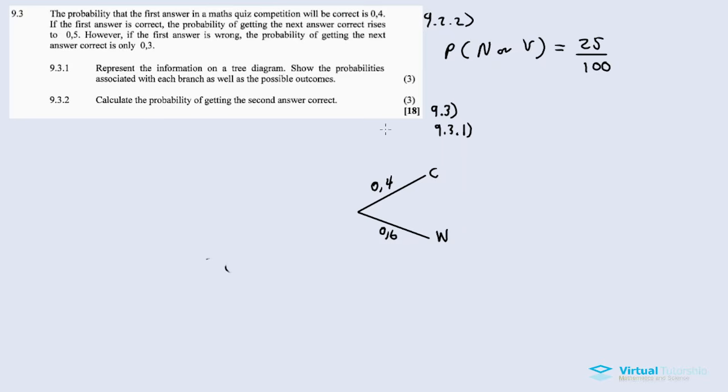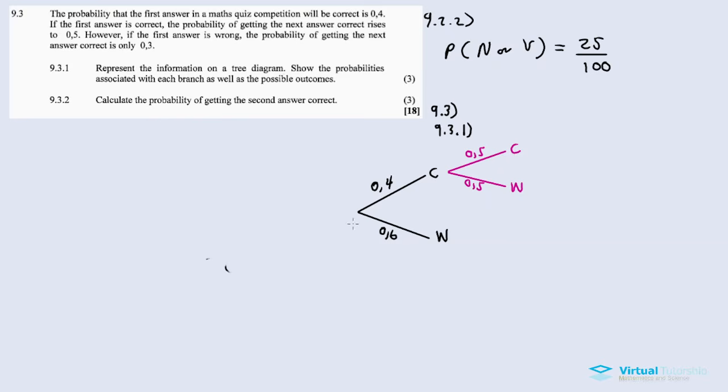So if I get a correct answer, the probability of getting a correct answer on the next question is 0.5. So it means the probability of getting a wrong answer after the first one correct is going to be 0.5, since 0.5 plus 0.5 gives a probability of 1. Same reasoning as on the first question, 0.4 plus 0.6 is 1.